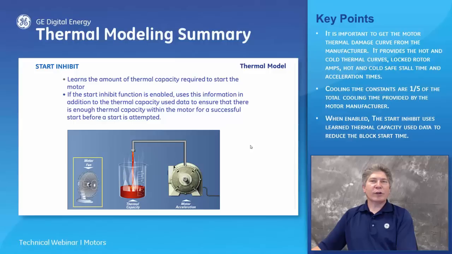Start inhibit. The relays learn three things during each motor start. One, the amount of thermal capacity used to successfully start the motor. Two, the acceleration time. Three, the average current required to start the motor. We know that when the thermal capacity used value reaches 100%, the relay will trip the motor offline. When the motor has completely cooled, the thermal capacity used value will decay to 0%. If the start inhibit feature is disabled, the start inhibit will block you from restarting the motor until the thermal capacity used value is below 15%.